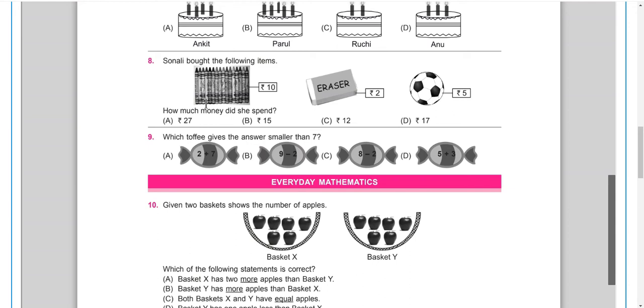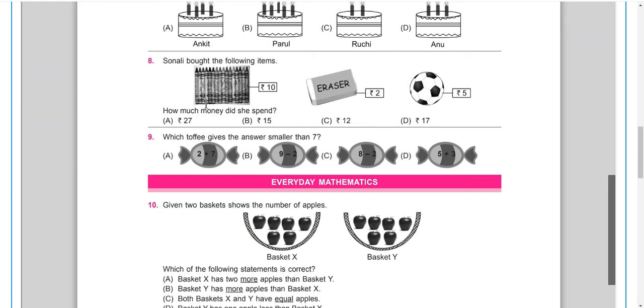So the next question is the ninth question. Which toffee gives the answer smaller than 7? So what we need to do is solve A, B, C, D first of all, and check all these four answers, and find which is the correct answer, which is smaller than 7.